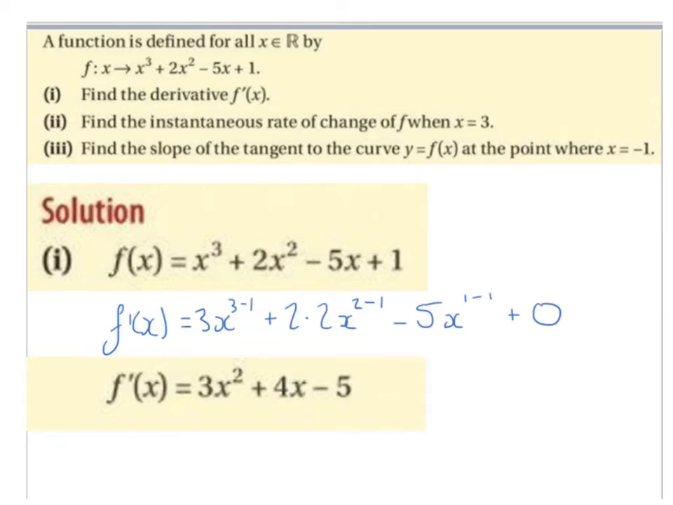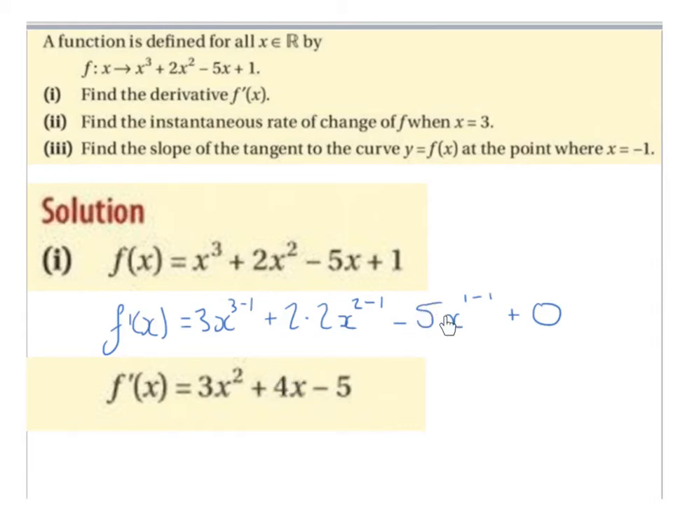So now we just have to tidy up. So we have 3x to the power 3 minus 1, which is 3x squared. 3 minus 1 is 2. We have 2 times 2x to the power 2 minus 1. 2 times 2 is 4. x to the power of 2 minus 1, which is 1. So 4x to the power 1, or just 4x.